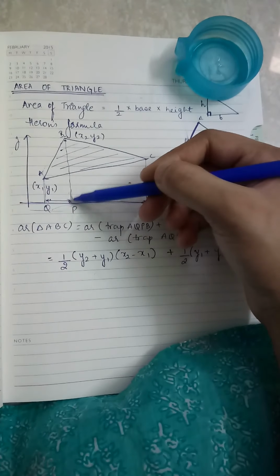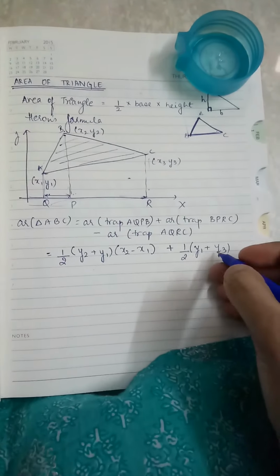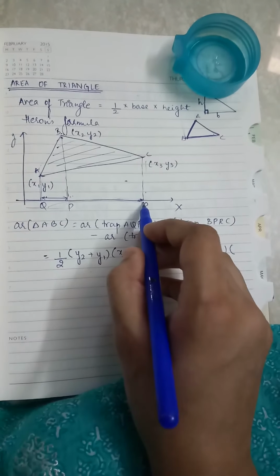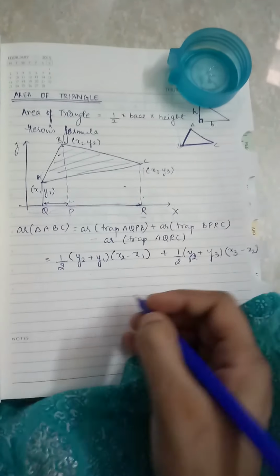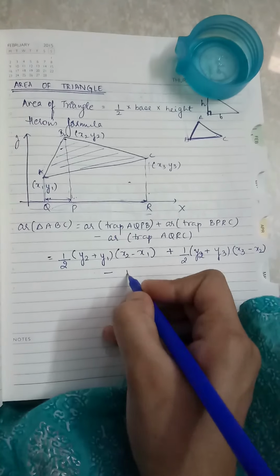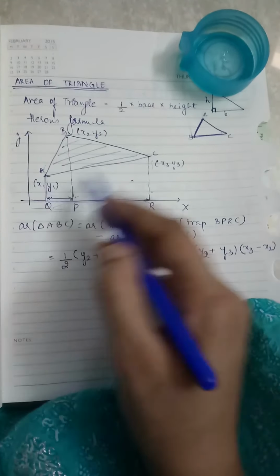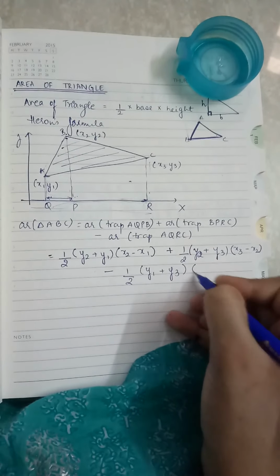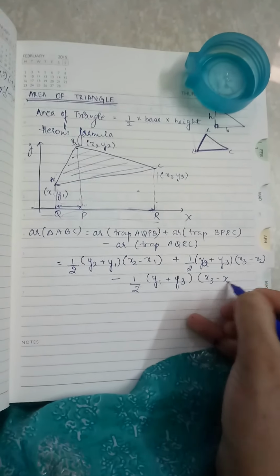This complete is y2, this is y3. So this will be y2 plus y3, and this distance total is x3, this is x2, so it becomes x3 minus x2. So minus half of trapezium AQRC, that means y1 plus y3 into this complete is x3, this is x1, x3 minus x1.